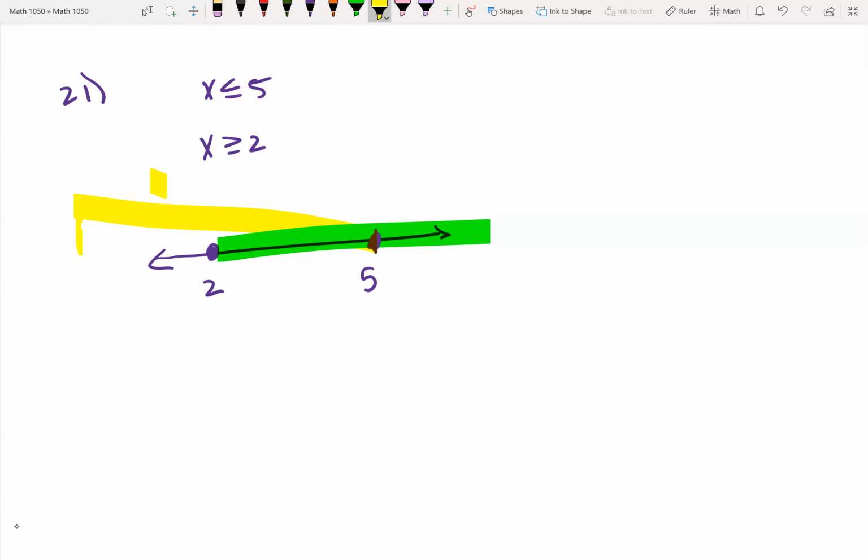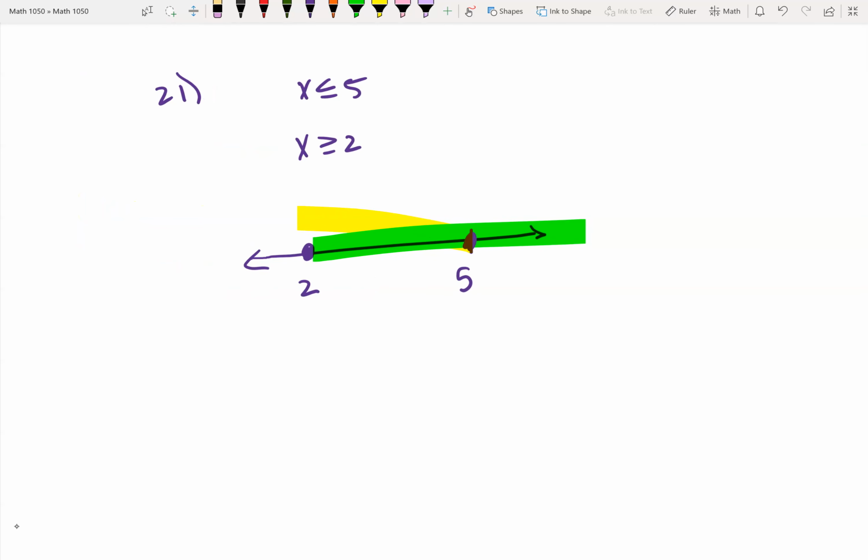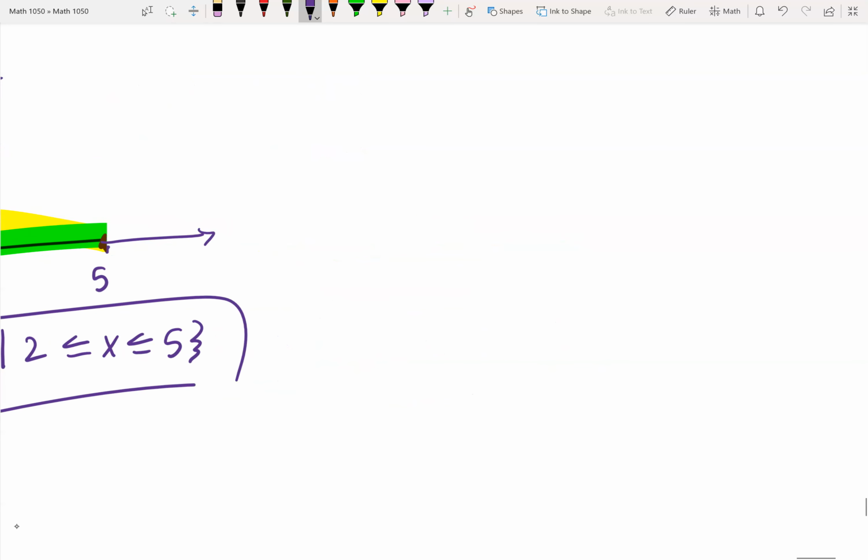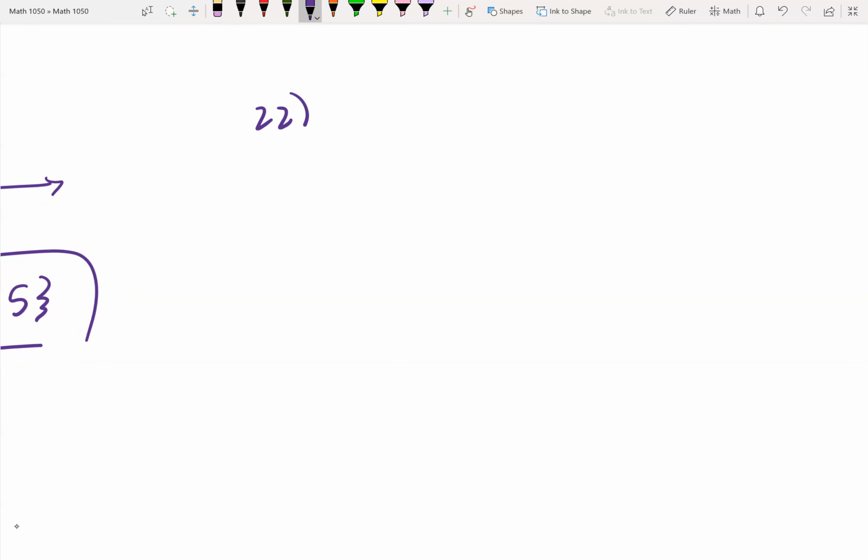Well, it's not going to be this, because that's only single shaded. It's only shaded by the yellow. So that is not going to be it. It's not going to be to the right of the 5, because that's shaded by the green, but not the yellow. So that stuff is gone. And so the stuff that remains is the center. They want it in set builder notation, so you write it as x such that 2 is less than or equal to x is less than or equal to 5. Done.